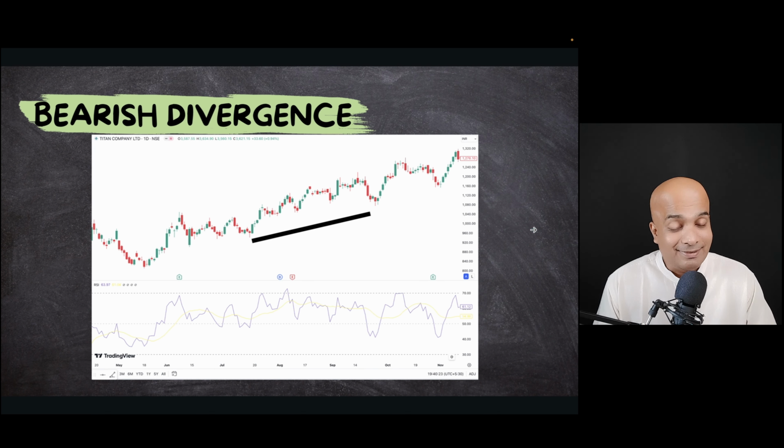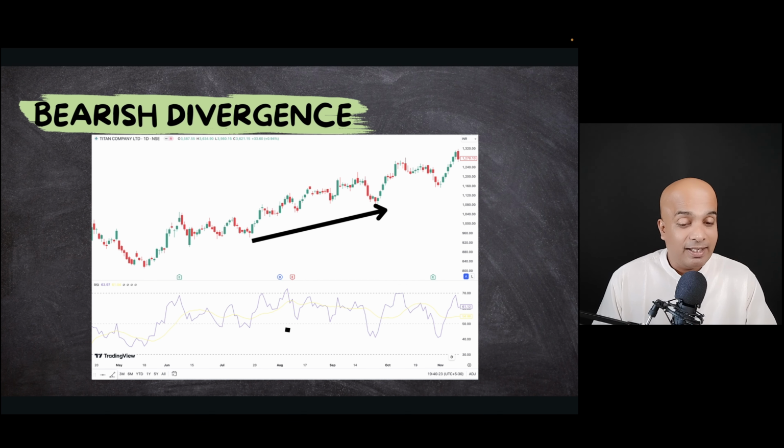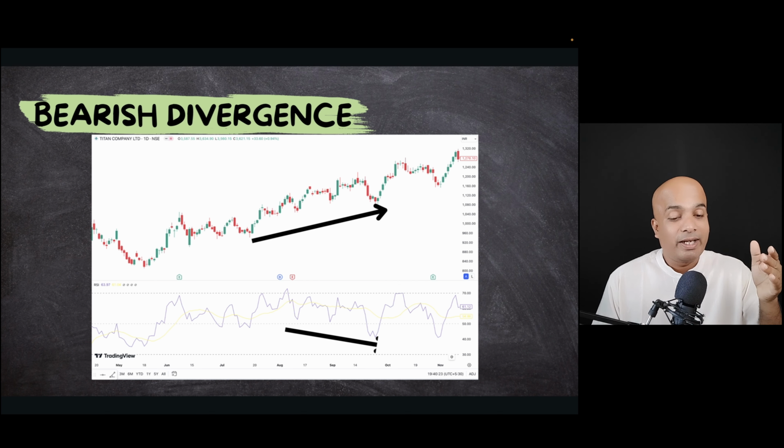This is one more example, a Titan chart. Once again, the price is in a strong uptrend, right? It made higher lows and higher highs, whereas RSI made lower lows and lower highs. So many times it made bearish divergence. If you would have taken a short trade, you would have lost money most of the times or almost all the times, right?